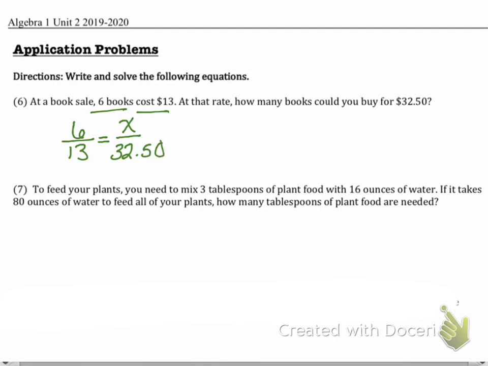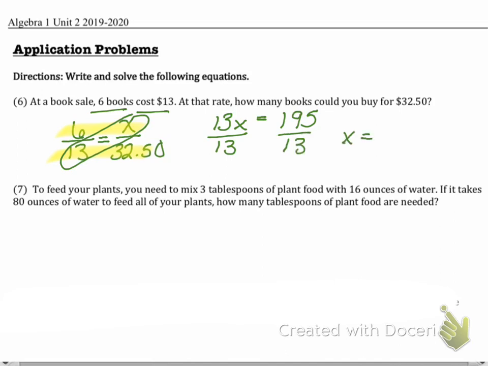You could also flip those numbers. You could have had 13 over 6 is equal to 32.50 over x, but what's most important is that you're keeping your units the same. So at the top are books, at the bottom is money. So from here, I'll go ahead and cross multiply. So 13 times x is 13x, and then 6 times 32.50 is 195. And then I will just divide both sides by 13, and x is equal to 15. So 15 books. Always use units.